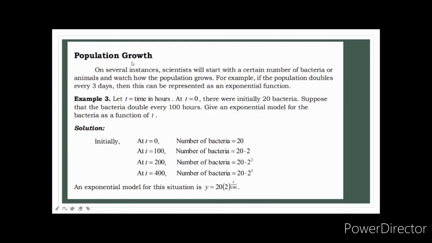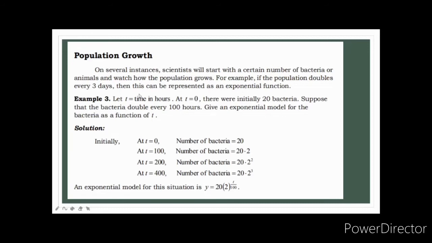On several instances, scientists will start with a certain number of bacteria or animals and watch how the population grows. For example, if the population doubles every 3 days, then this can be represented as an exponential function.